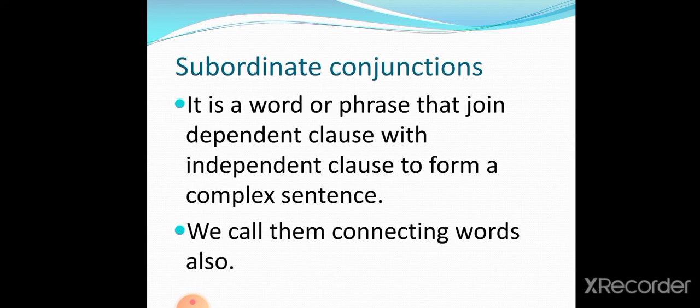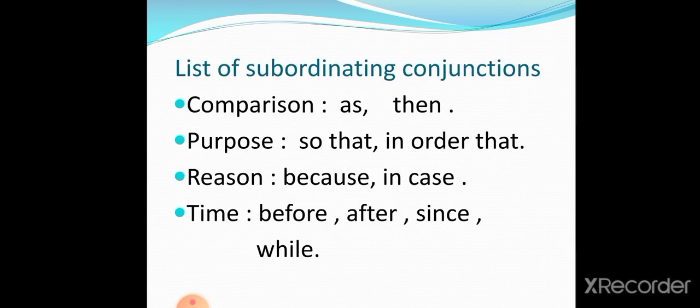It is a word or phrase that joins a dependent clause with the independent clause to form a complex sentence. Another name of subordinate conjunction is connecting words also. Here is the list of subordinate conjunctions with different usage. When subordinate conjunctions are used to introduce the comparison, conjunctions used in that are as and than.